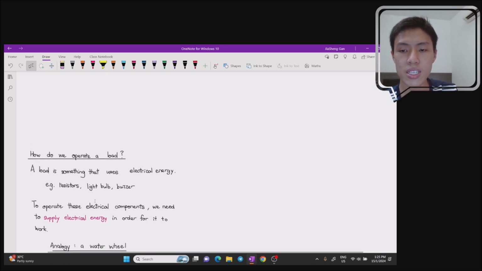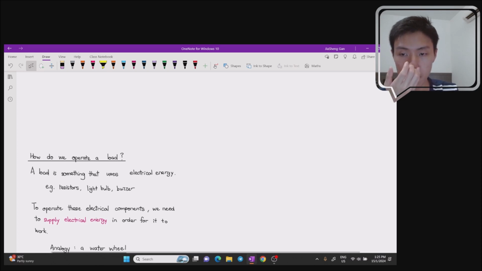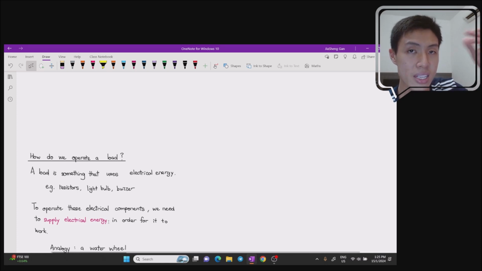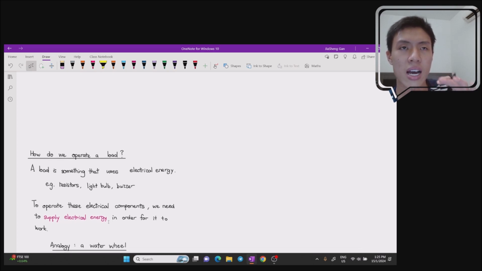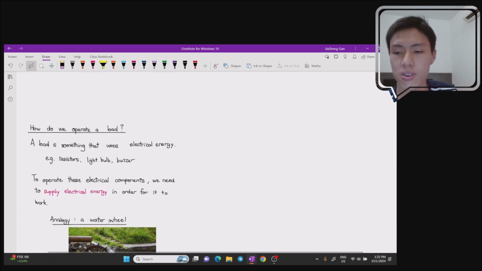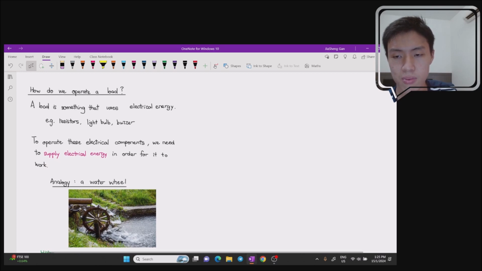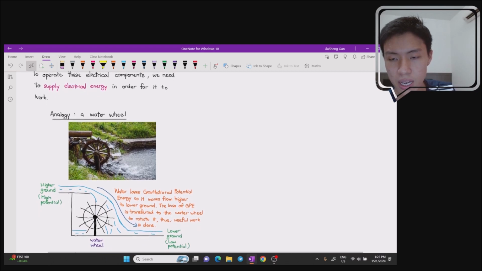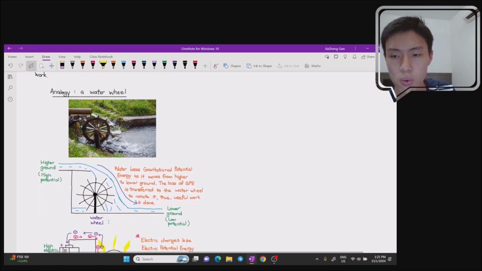So to operate these electrical components, we need to supply electrical energy in order for them to work. You know that they need the energy, so we need to supply them with the energy. Let's look at the analogy of a water wheel to understand how we operate a load. This is a medieval times water wheel, or you can probably still see them these days, I think used for agricultural purposes as well. I'll draw a cartoon of it to show how a water wheel works.